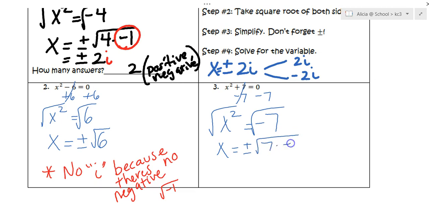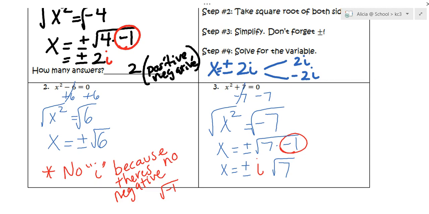It's going to be 7 times a negative 1. So plus or minus, I know there is no square root of 7, but we have to have that i because the square root of negative 1 is i. Now this is kind of the tricky part. If you cannot simplify the radical, please make sure you write the i in front of the radical. So you see that I wrote that i in front of the square root sign, not in front of the plus minus sign, but in front of the root. All right, and again, those are two answers.